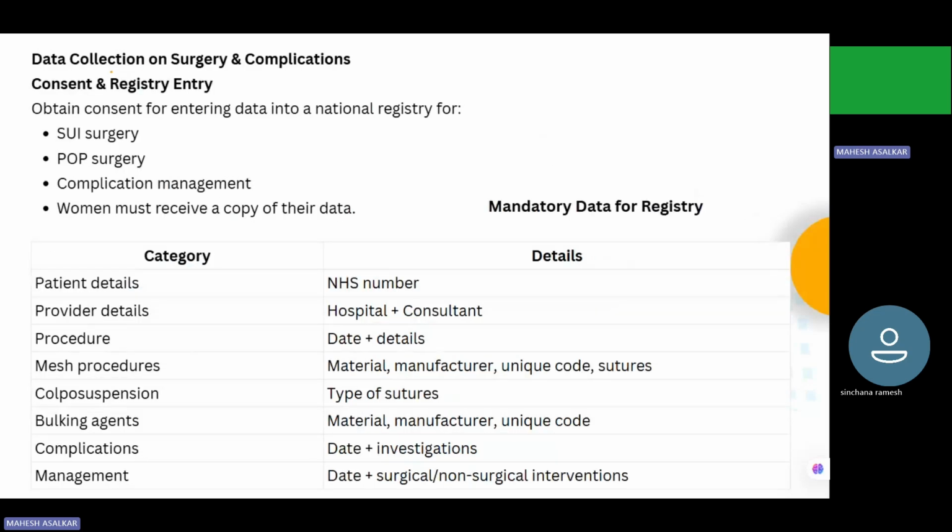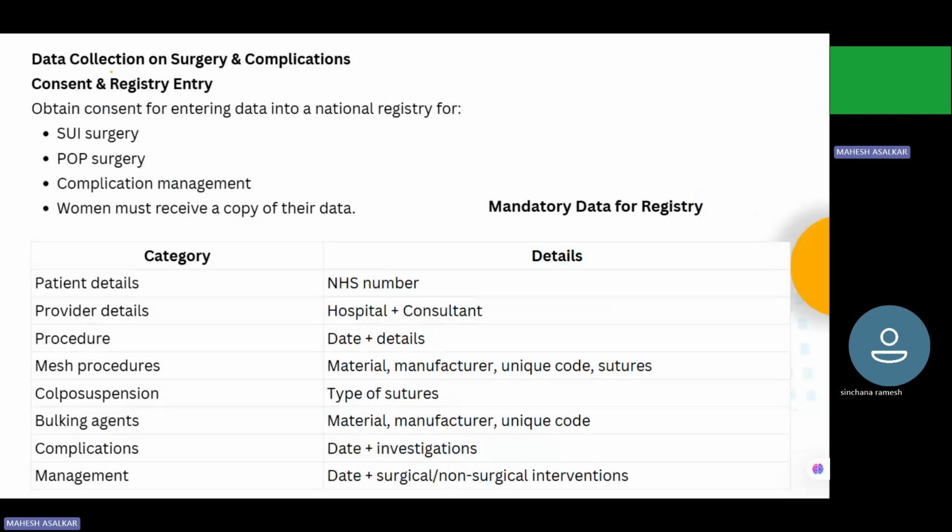Okay. So data collection on surgery and complications. There is a specific registry for the data collection on surgery and complications which are related to urinary incontinence surgeries and pelvic organ prolapse. So we need to obtain consent for entering data into the national registry for SUI surgery, pelvic organ prolapse surgery, complication management, and women must receive a copy of their data. Okay. Now, what is the mandatory data for the registry? So which data do we need to enter into the registry?